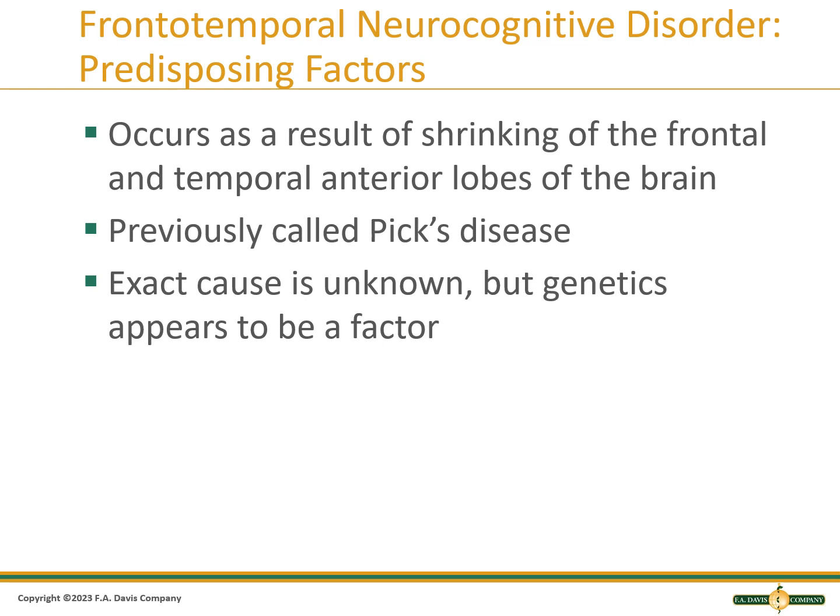Another type is frontotemporal neurocognitive disorders. It was called Pick's disease in the past. It occurs because there is shrinkage of the frontal and the temporal anterior lobes of the brain. Cause is unknown, but they believe that there is a genetic factor in play here. Clinical patterns: behavioral and personality changes, and language and speech problems.